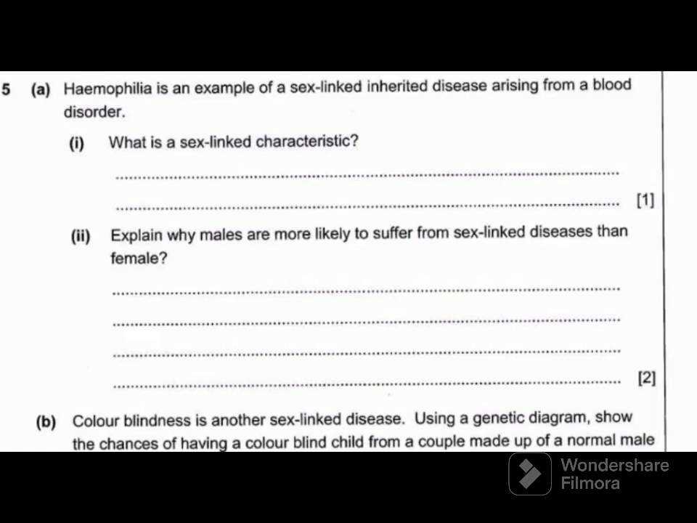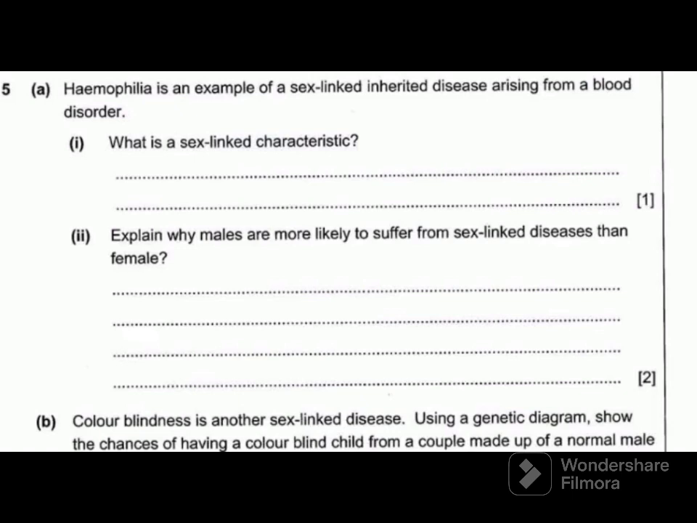Okay, so in biology paper 2, we are going to revise a question under genetics. This question is adapted from a 2009 biology past paper 2 question paper. So without wasting much of the time, I'll read the statement above and we are going to give the answers to these given questions.